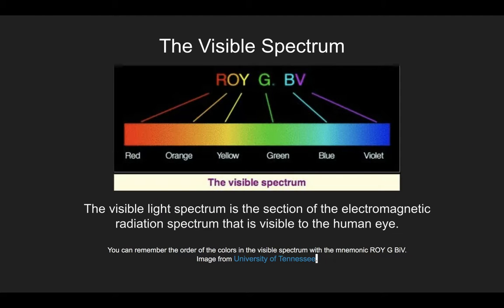Now, we just talked about that huge spectrum. So now we're going to focus in on the visible spectrum. That's the only part of that huge electromagnetic spectrum that our human eyes can actually see. An easy way to remember the colors is Roy G. Biv, and I know you've seen that before. You've seen that frequently, in fact. So we can see red, orange, yellow, green, blue, and violet.